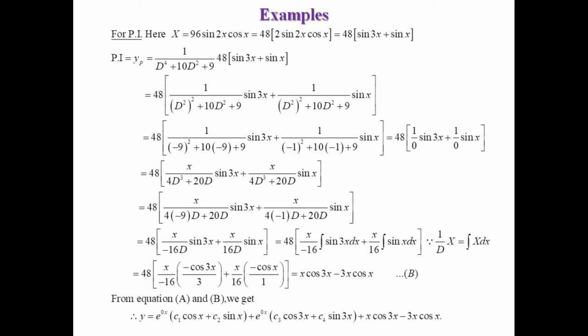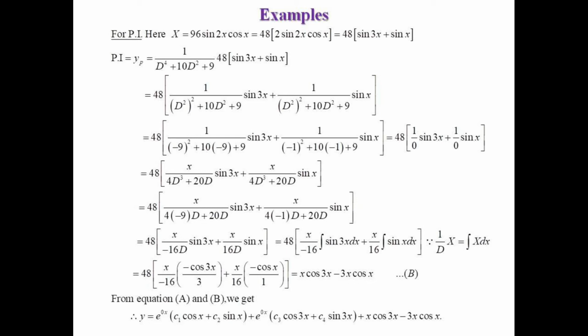So after writing this term, we get the value of denominator as 4 into (-1)D plus 20D into sin x. Here if we simplify the denominator in the first term, we get minus 16D, that means x upon minus 16D sin 3x, plus if we simplify the denominator in the second term, we get plus 16D, that means x upon 16D sin x.